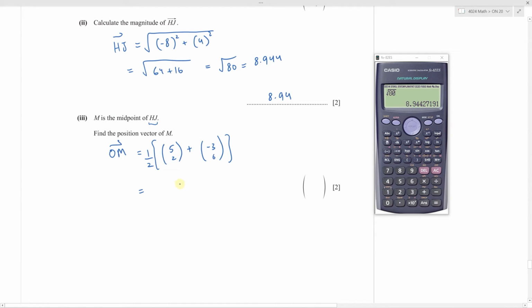So 5 minus 3 is 2. 2 plus 6 is 8. So (2, 8), and then divide by 2. 2 divided by 2 is 1. 8 divided by 2 is 4. So OM is (1, 4).